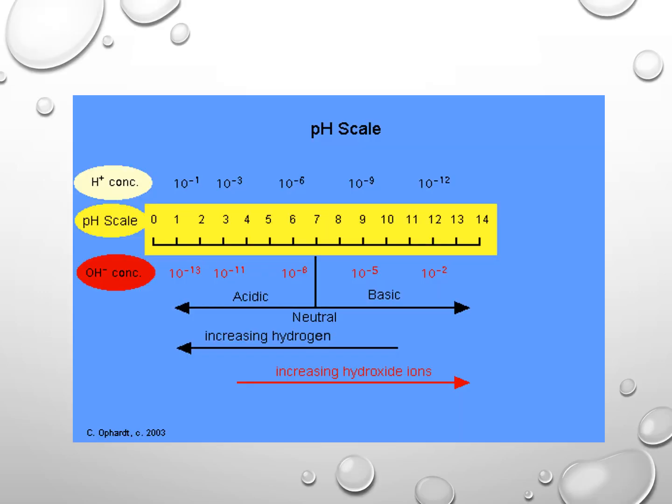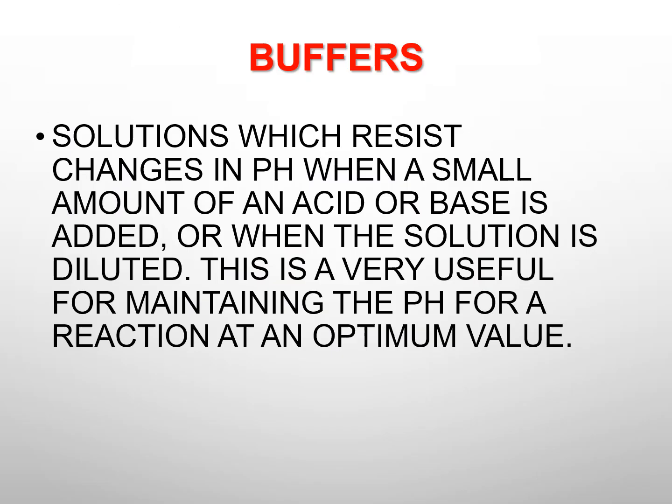This is the pH curve. 0 to 6 is acidic, and 8 to 14 is basic. When the hydrogen ions increase, the neutral solution goes to acidic. When the hydroxide ions increase, the neutral solution goes to basic.